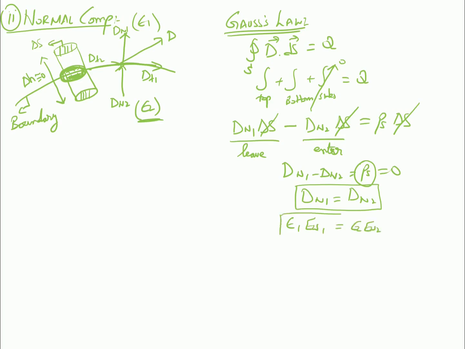So the electric field will be discontinuous because of the different materials, but the normal component of D will be the same. So this is the proof for the normal boundary condition between E and D when both of the materials across the medium are dielectric materials.